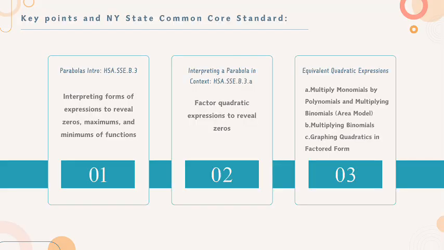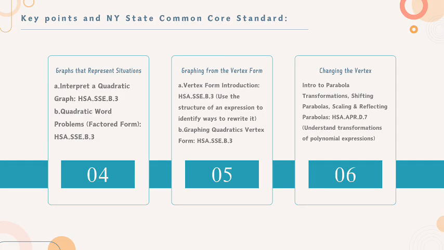Here are some key points in the New York State Common Core standard. Because of the limit of time, I won't go over each one in detail, so the topics include: 1. Parabola introduction, 2. Interpreting a parabola in context, 3. Equivalent quadratic expressions, 4. Graphs that represent situations, 5. Graphing from the vertex form, and 6. Changing the vertex.